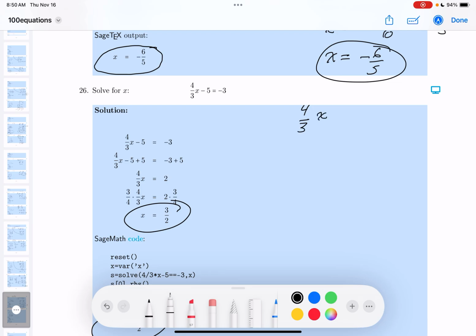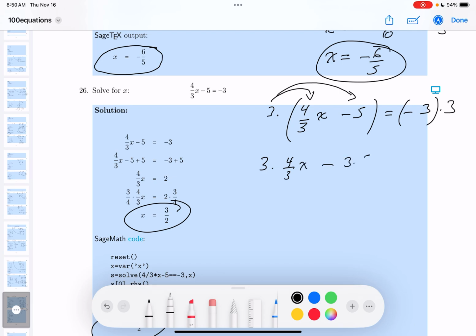So it's going to be 4/3 x over here, minus 5 equals minus 3. Multiply both sides by the LCD. There's only one fraction, so the LCD is just 3. And what do you get there? This gets distributed across these two terms over here. Let me write that down for you. 3 times 4/3 of an x minus 3 times 5.